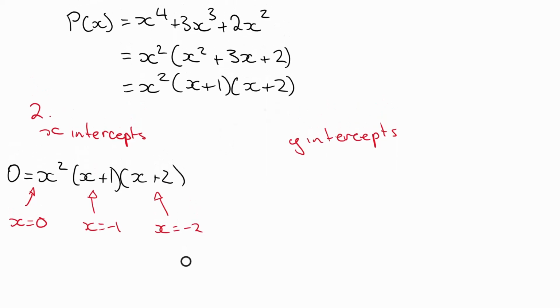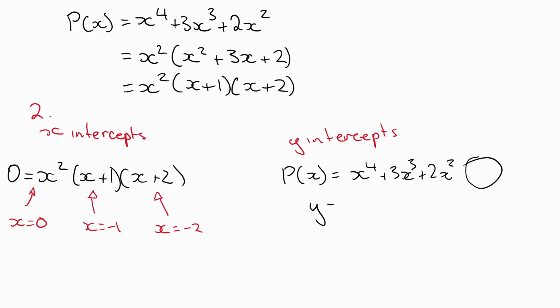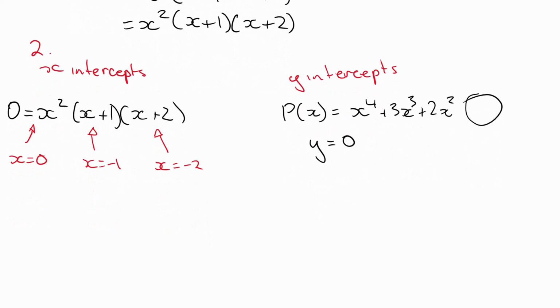Okay. Our y-intercepts, remember it's the constant. So if I go back to the very original one that we had, p(x) equals x to the power of 4 plus 3x cubed plus 2x squared, there was no constant at the end here, so our y-intercept is 0. Okay, so we found our x-intercepts, we found our y-intercepts. Step 3 was to identify what's happening between these. So we need to test our values between the x-intercepts.